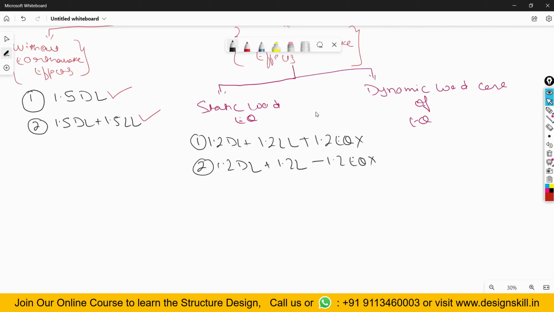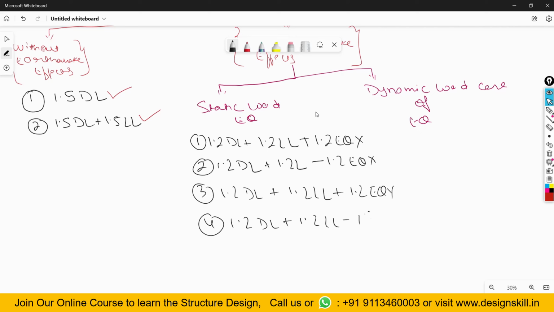Now consider the third load combination, which will be 1.2 dead load plus 1.2 live load plus 1.2 EQY, and the other load combination will be 1.2 dead load plus 1.2 live load minus 1.2 EQY. So one I have considered plus, and another I have considered minus. If you look at it, once I have considered x, these are all two, and then I have considered y, these are all two.